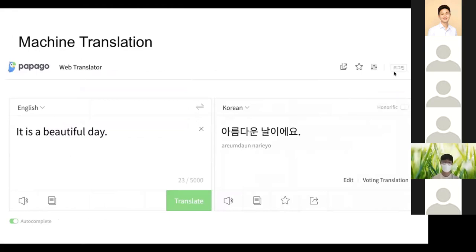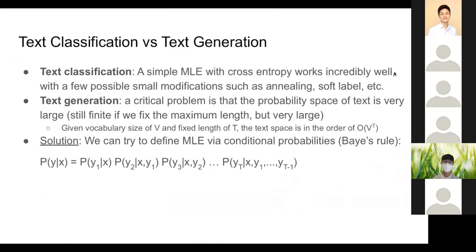And machine translation is obvious. We want to generate the output in a language like Korean, given the English input. And one of the difficulties we discussed last lecture is that text classification is relatively straightforward when you're defining the loss, because you can just use simple maximum likelihood estimation. It's doable because there are only a few possible classes or labels, which means you can create your target and your prediction probability without any problem, right? And then you can just compute the cross entropy.